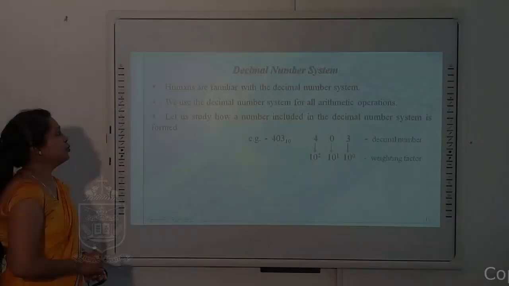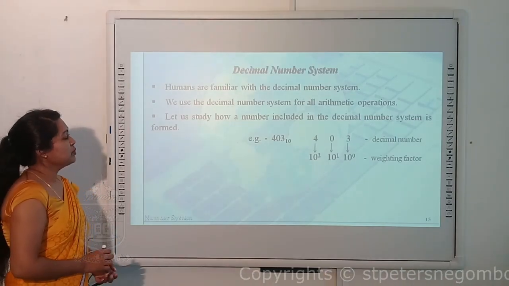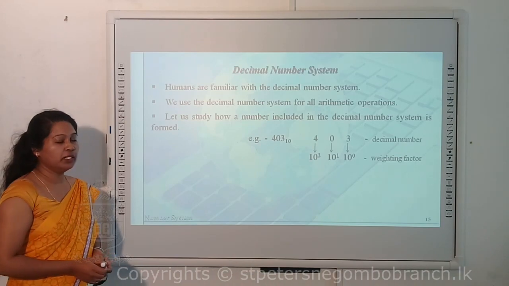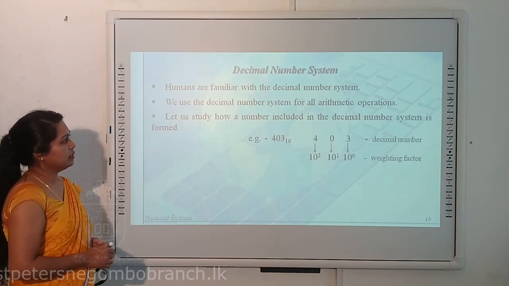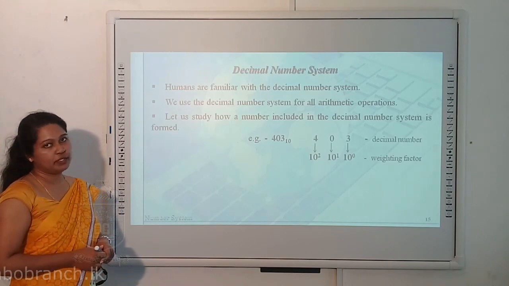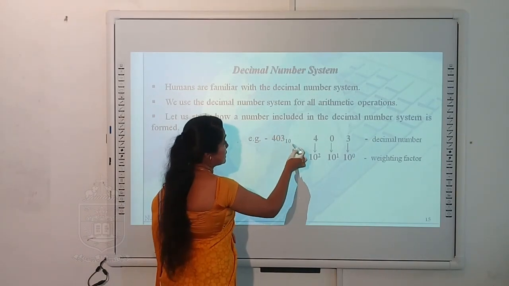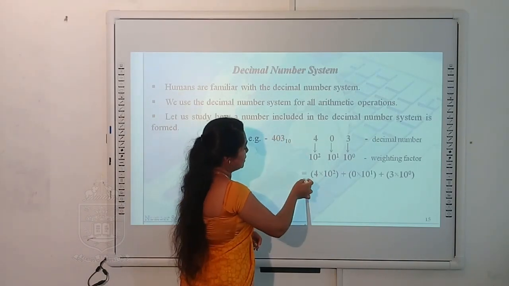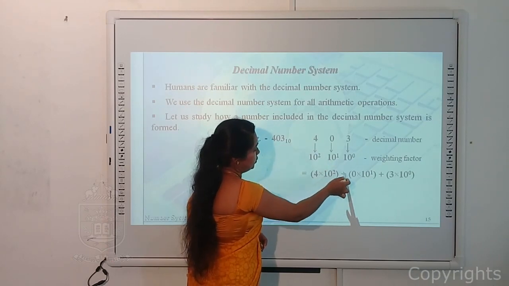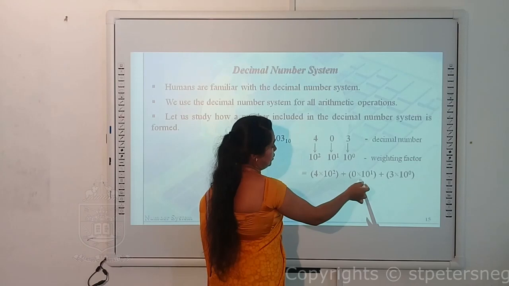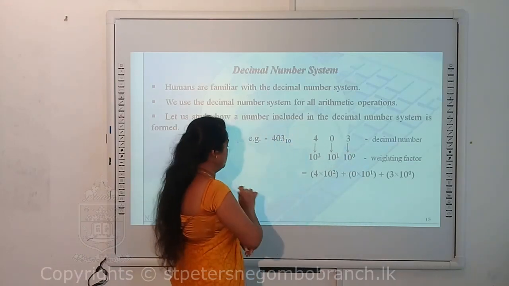Decimal number system. Humans are familiar with the decimal number system. We use the decimal number system for all arithmetic operations. Let us consider how a decimal number is formed. This is the decimal number and this is the base. How to form the decimal number? Here 4 into 10 to the power of 2, plus 0 into 10 to the power of 1, and 3 into 10 to the power of 0. Fine.